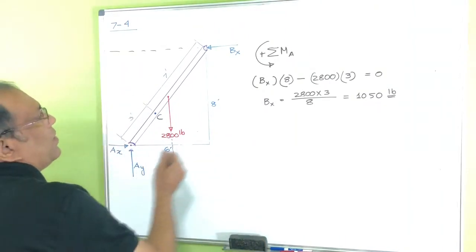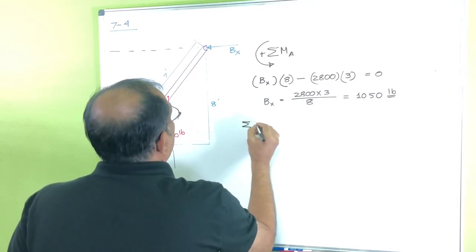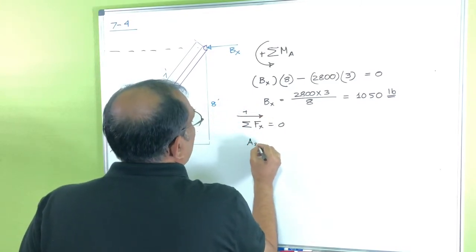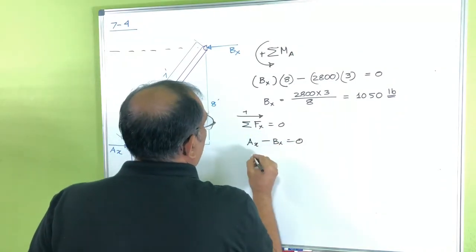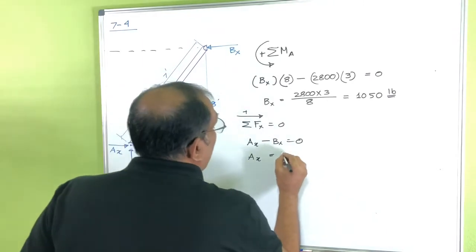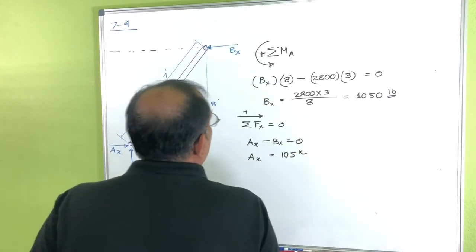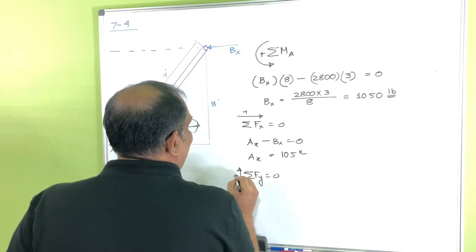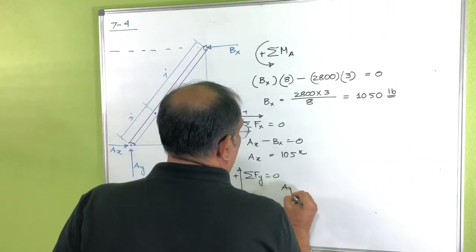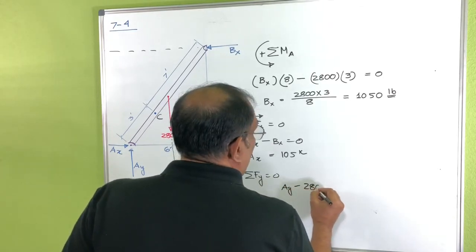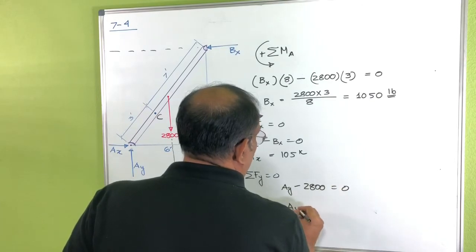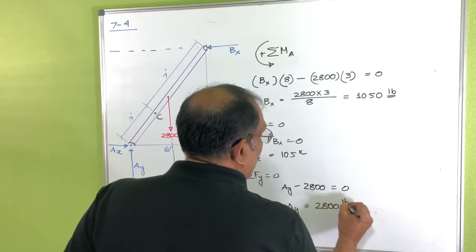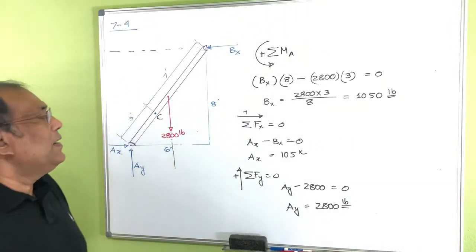Okay, so if I know this one, then I can find out from summation of Fx you see Ax minus Bx equal to 0, so Ax is also 105. Similarly, if you take the summation of Fy equal to 0, then basically Ay minus 2,800 pounds equal to 0, so Ay is 2,800 pounds. Okay, now you can make a cut here.